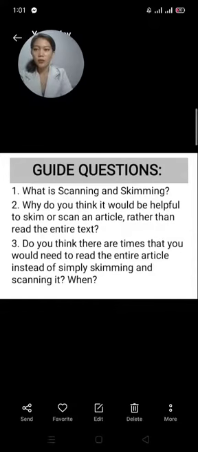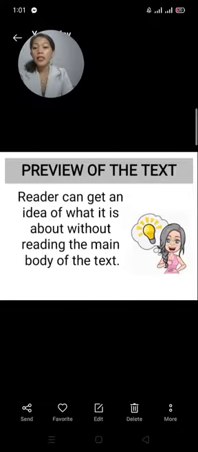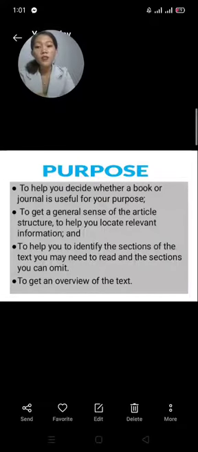So let's start with previewing of the text. By previewing, a reader can get an idea of what the text is about without reading the main body of the text. Is it possible to get an idea without reading the whole text? Yes, by previewing the text. The purpose of that is to help you decide whether a book or journal is useful for your purpose, to get a general sense of the article structure to help you locate relevant information, and to help you identify the sections of the text you may need to read and the sections you can omit.